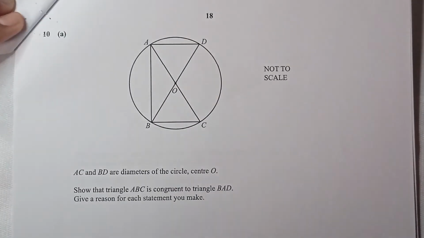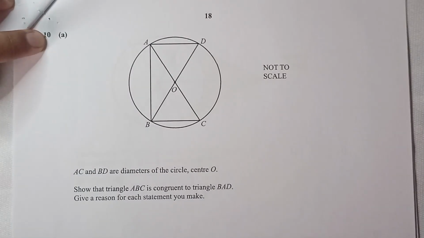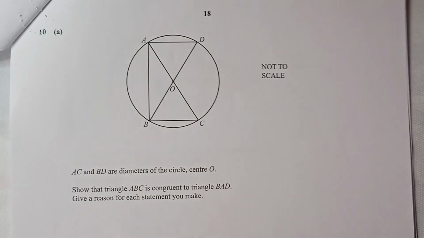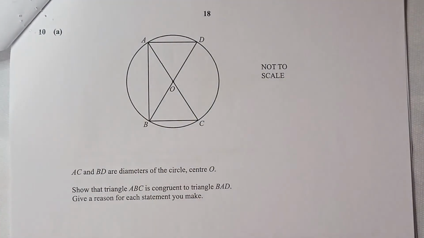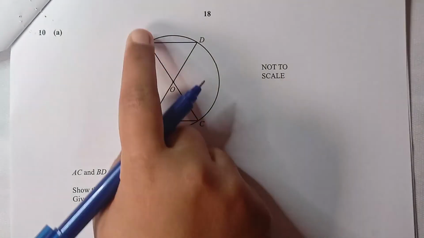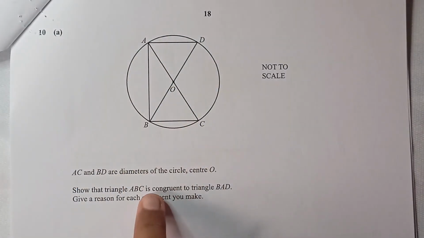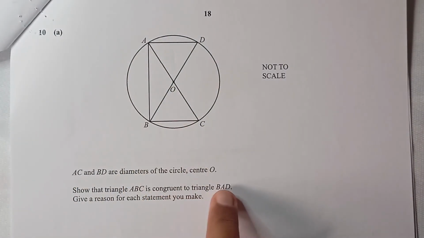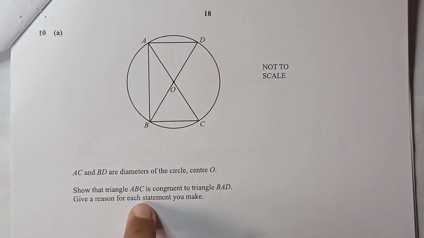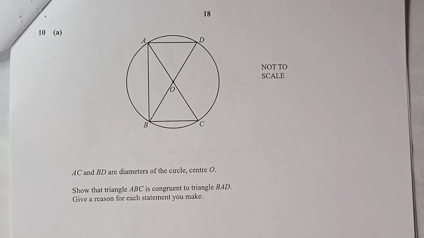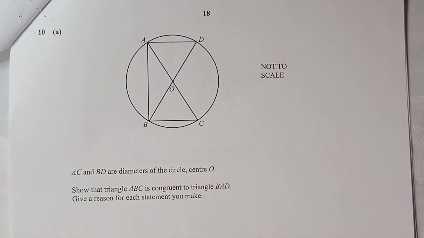Now question number 10. In A part, AC and BD are diameters of a circle with center at O. Okay, so A to C is the diameter and B to D is the diameter, right? Show that the triangle ABC is congruent to the triangle BAD. Give a reason for each statement you make. So we need to show that the two triangles are congruent. For this, let me draw both of them separately to make the concept clear.